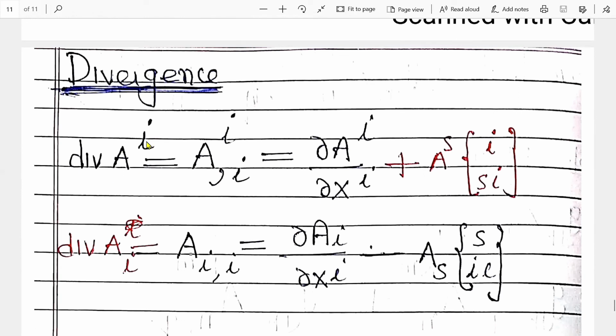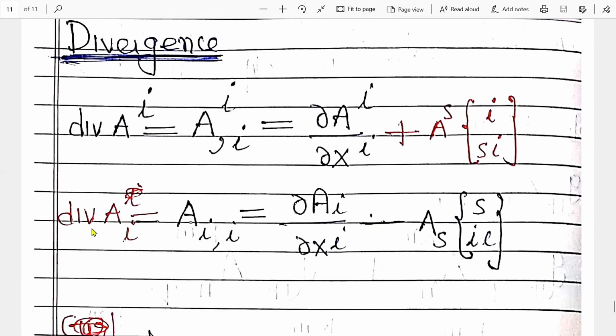Now, in the case of divergence, this is del dot vector. So this is a contravariant vector. So this can be written in this form. Now we know the value of contravariant. So here it is plus, clear? Now in this case, when we take divergence of covariant, here we find ai comma I, and here it is minus, clear? So here I have written in correct form.